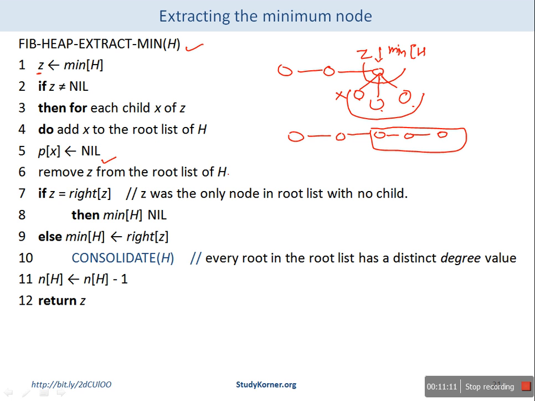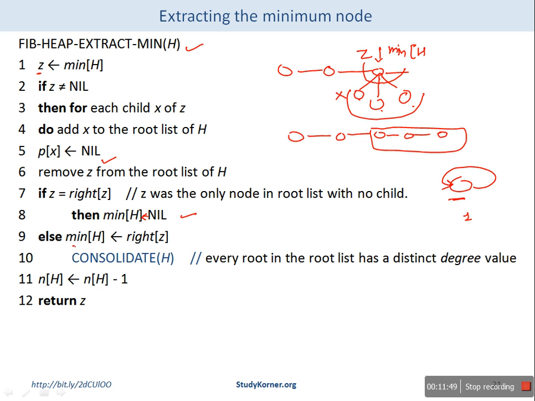Remove z from the root list of H. We remove this z from the root list, and now if z is equal to right of z, it means there is a case where z is the only node, because z is right of z means the node is pointing to itself. It means in the circular doubly linked list only one node is there. So if z is the only node in the root list with no child, then we have to update min of H with nil, because that z would be deleted and the heap does not contain any node. That's why min of H is nil.